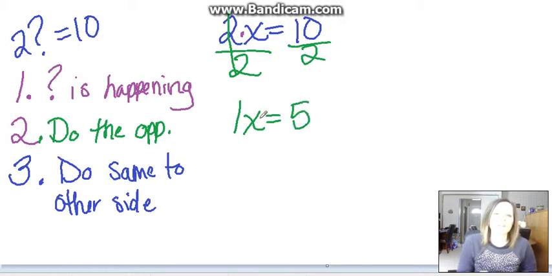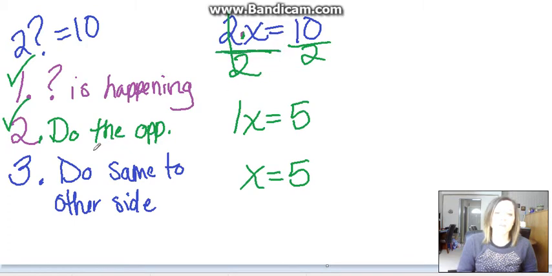Now the question is, do you have to leave it as 1x, or can you just say x? Well, it doesn't matter. You can say I have 1 apple or I have an apple. It's up to you. So quickly, let's think about what we did with less of me talking. We looked at the problem. We said, what's happening? It's being multiplied. We knew we needed to do the opposite. We divided by 2. We need to do the same thing with both sides. We divided that side by 2. Done and done.